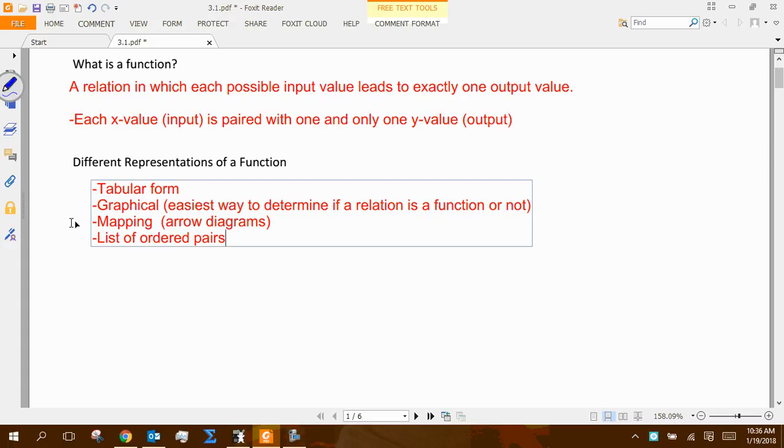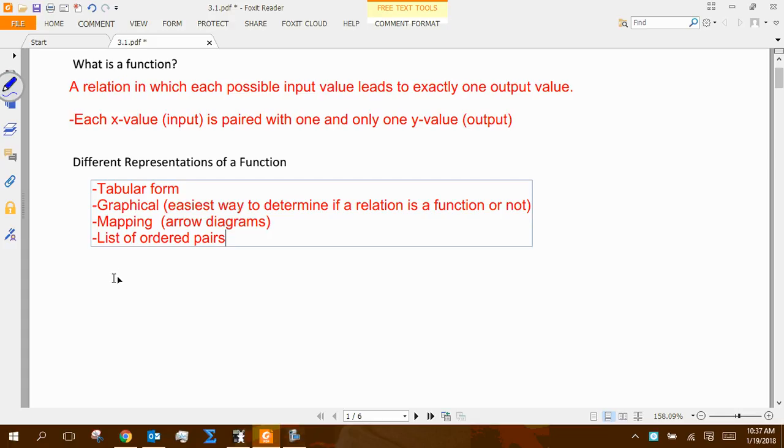And if you think about it, a graphical way is also the same. A graph is simply a list of ordered pairs. It just usually gives you an infinite set of ordered pairs. Not always, but a lot of times it does. But it's still a collection of input and output values, much like a list is or a table is.